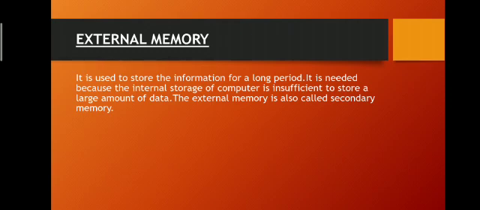Okay, and it is a type of memory which is used to store the data for future use, or you can say, if you want to store the data for a longer period of time, in that case we use the external memory. Okay, and why is this external memory needed? It is needed because the internal storage of a computer is very insufficient to store a large amount of data. That is why there is a need for secondary memory.